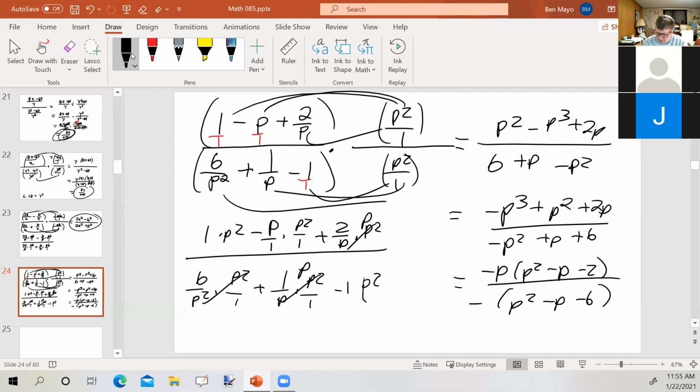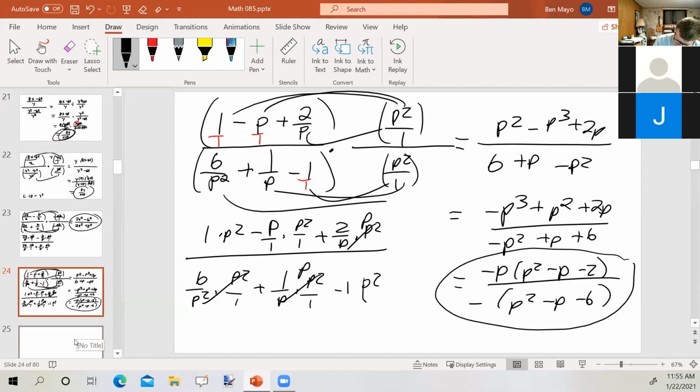Let's take a look at that. I'm not done yet, but let's make sure I didn't make any mistakes there. Factoring out a negative p on top. That looks good. A p on the bottom. So this is not the final answer yet. Any questions before I go on? I'm going to recopy that on the next page.